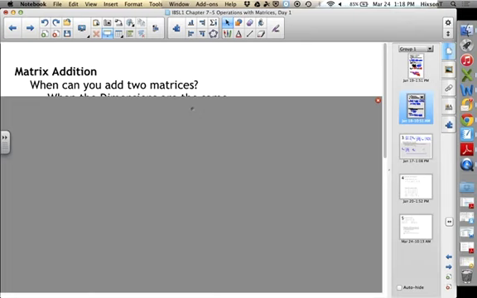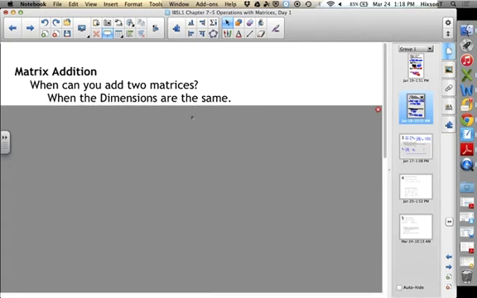So first of all, in matrix addition, the question we're asking is, when can we add two matrices? And the answer is, only when the dimensions are the same. Okay, so if I have a 3 by 4 matrix, what kind of matrix can I add to it? A 3 by 4. Alright? You can't add a 3 by 4 matrix with a 2 by 2 matrix.